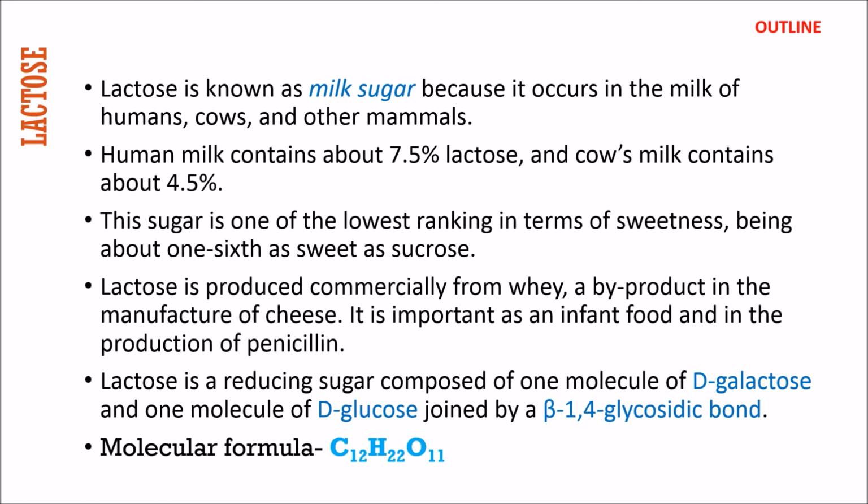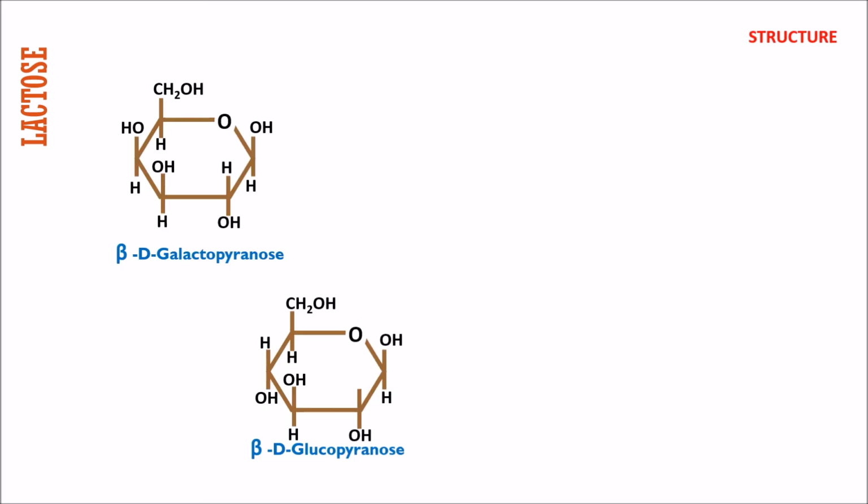Lactose is a reducing sugar composed of one molecule of D-galactose and one molecule of D-glucose joined by a beta-1,4 glycosidic bond. From combustion analysis and molecular weight determination data, the molecular formula of lactose arrived at is C12H22O11. Now let us see the structure of lactose. As we have seen earlier, lactose is formed of two monomeric units, that is beta D galactose plus beta D glucose, that is beta D galactopyranose and beta D glucopyranose.